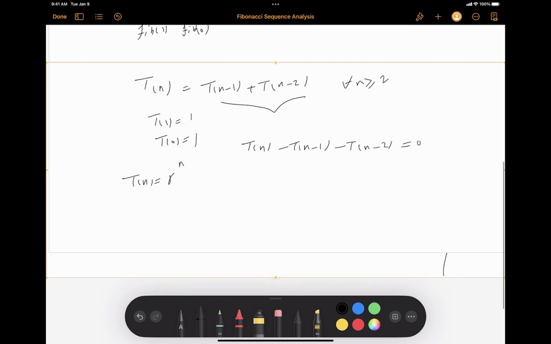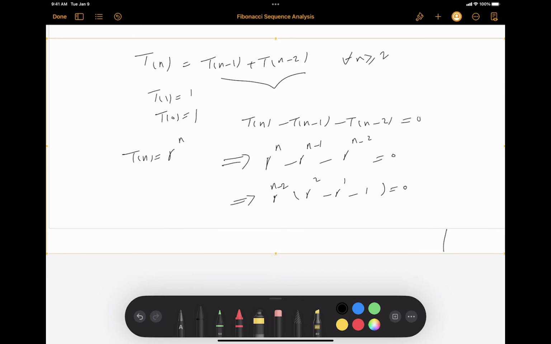So by replacing T(n) with r to the power n, and T(n-1) with r to the power n-1, and T(n-2) with r to the power n-2, we're going to get r to the power n minus r to the power n-1 minus r to the power n-2 is equal to 0. Then we can write this as r to the power n-2 times (r to the power 2 minus r to the power 1 minus 1) is equal to 0.